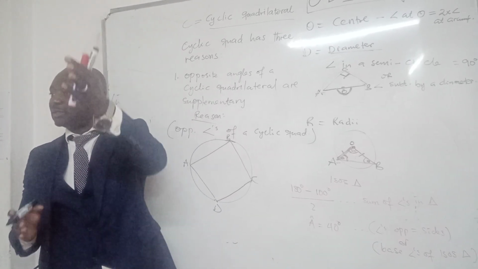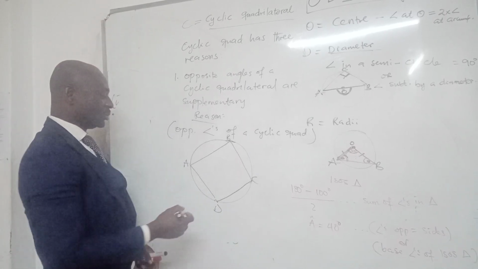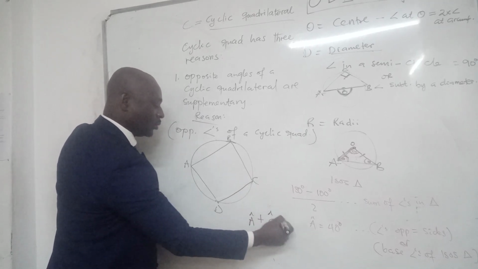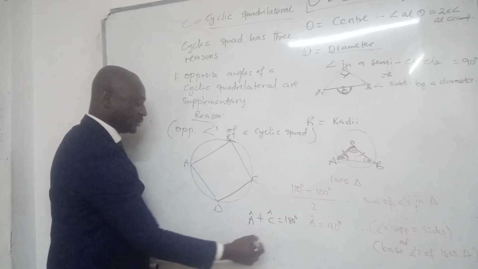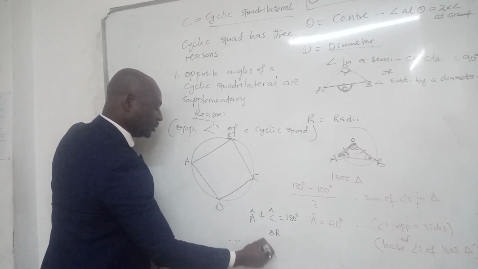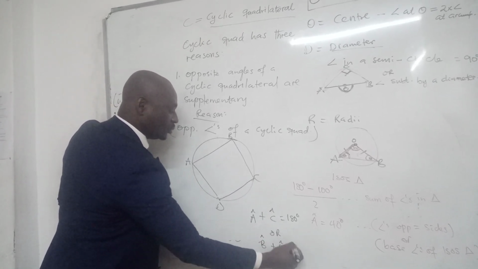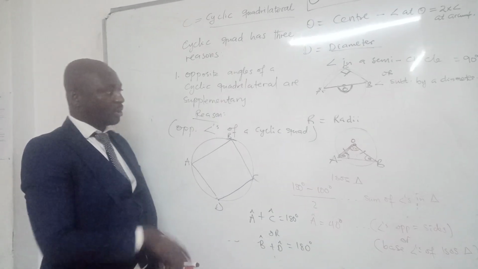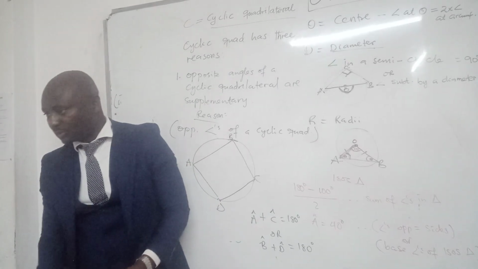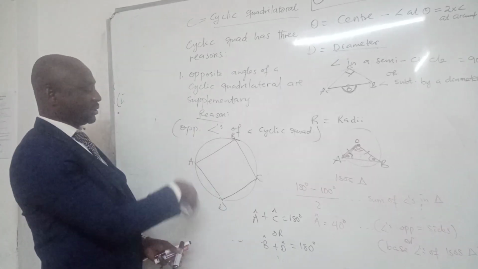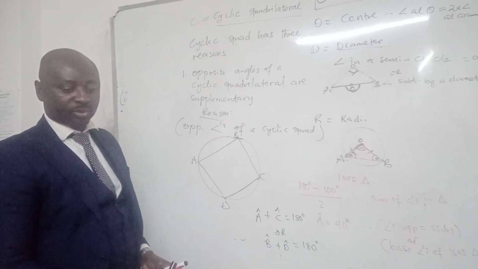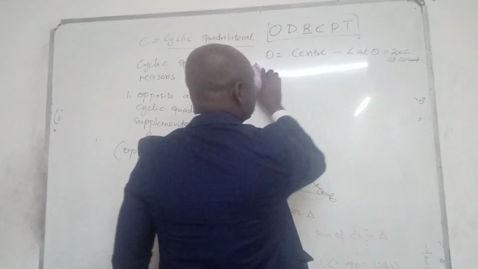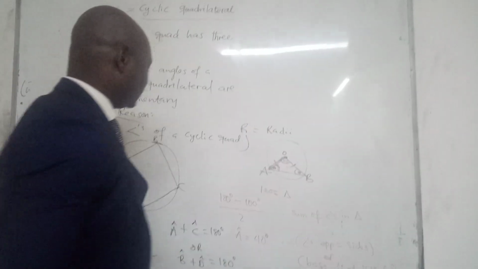The angles facing each other is what we call what? Opposite angles. So it means here that angle A plus angle C will give us what? 180. Or angle B plus angle D will give us 180 degrees. And this is examinable. So I'm going to prove this, then I can move on to the rest of it. Examiner can give you this to prove 180. And so you must learn how to prove opposite angles of a cyclic quad. Then from there, I'll talk about the rest of them.